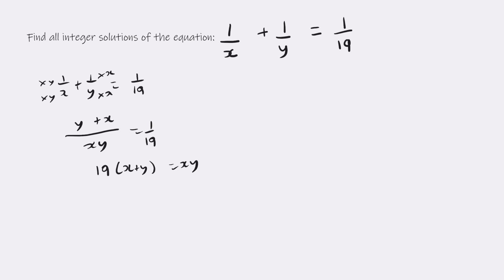And here, in order to have integer solutions, at least one of x and y must be divisible by 19. Since the equation is symmetric, we can make the assumption that x equals 19k, where k is an integer value. So that implies that ky equals 19k plus y.